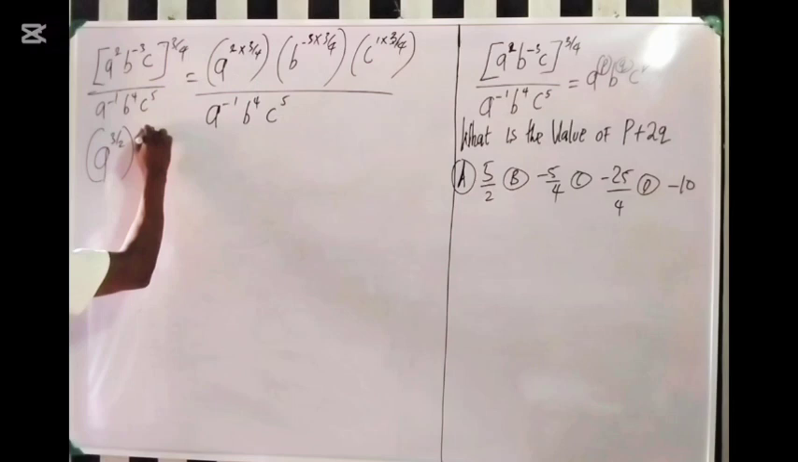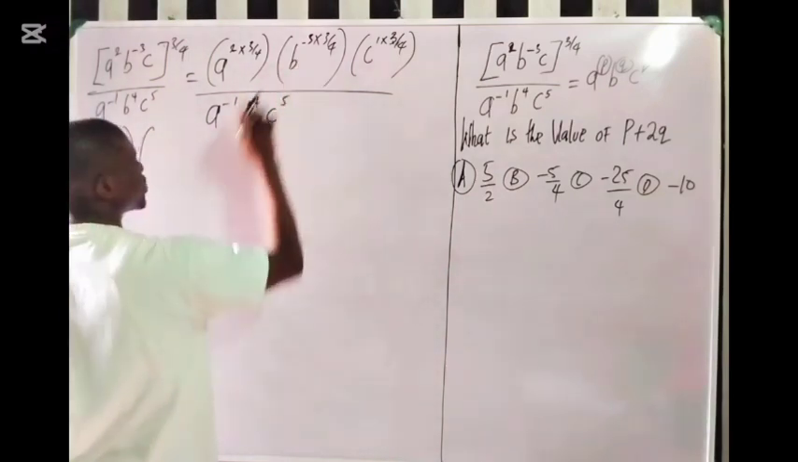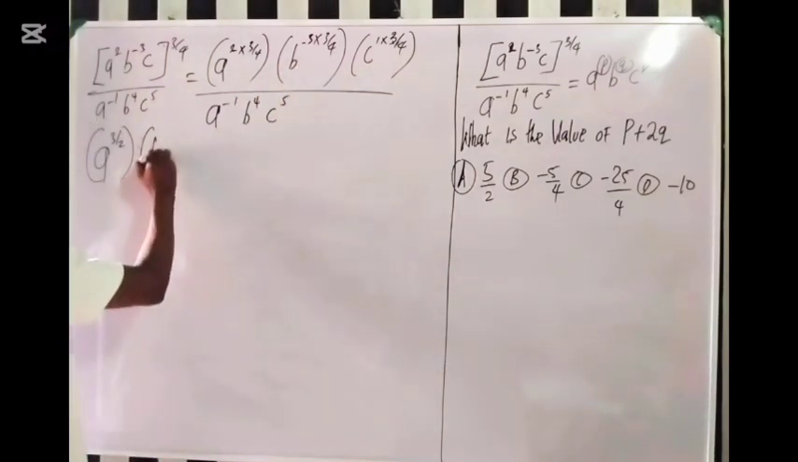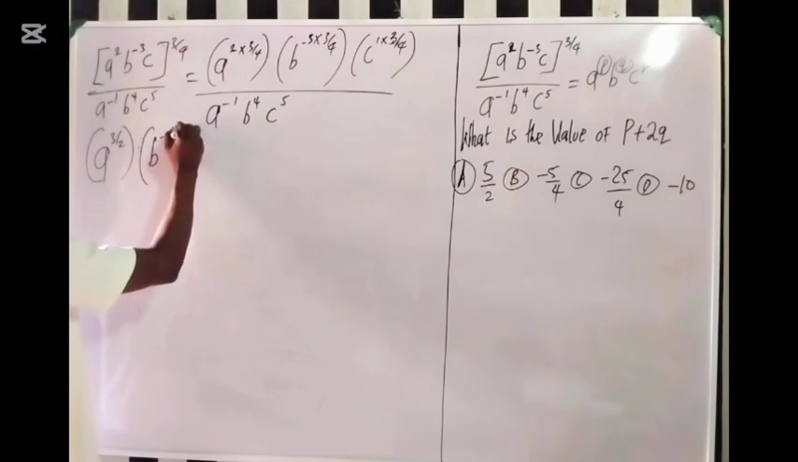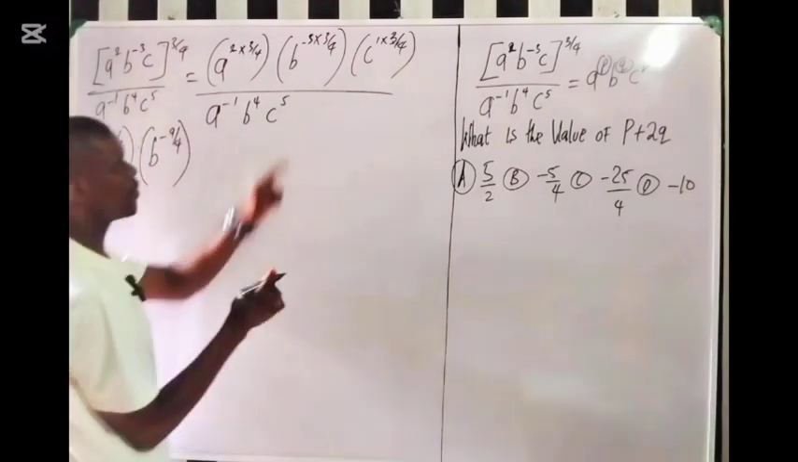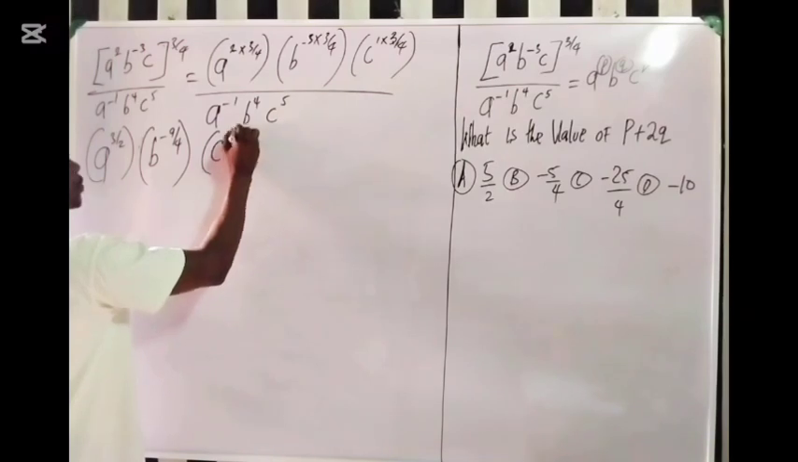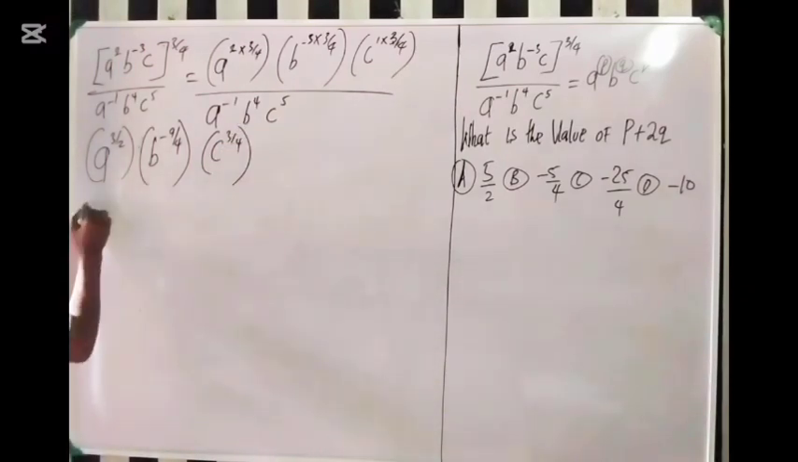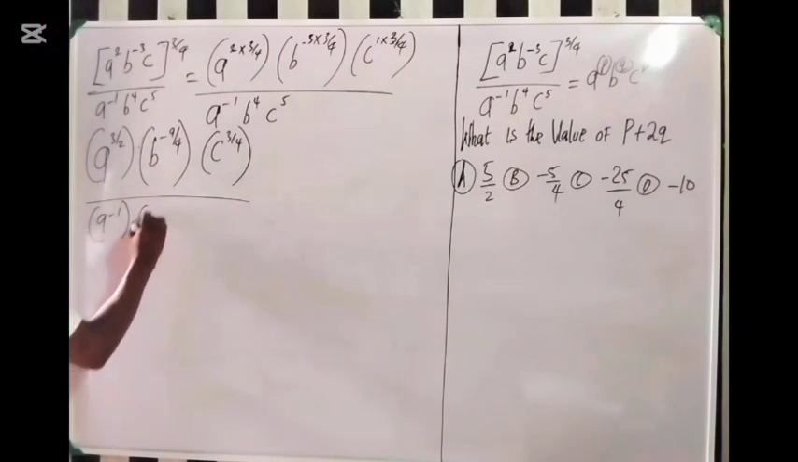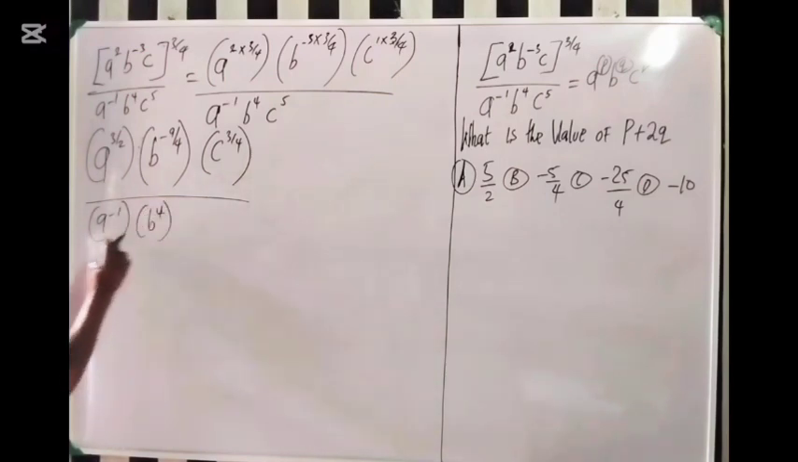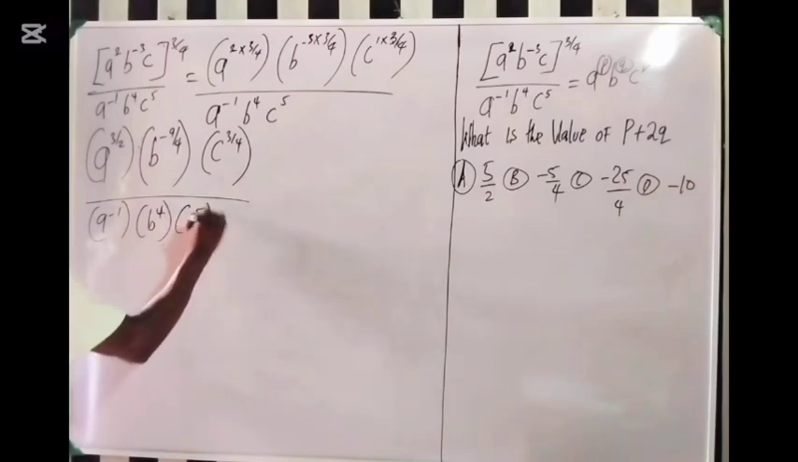Times, or you can just say this one here. Now you have minus 3 times 3, which is 9. So it will be your b raised to the power minus 9 over 4, right? Then you have, so you're going to do what? c raised to the power 3 over 4. This is that over a to the minus 1, b to the power 4, a to the power minus 1, b to the power 4, c to the power 5, right?